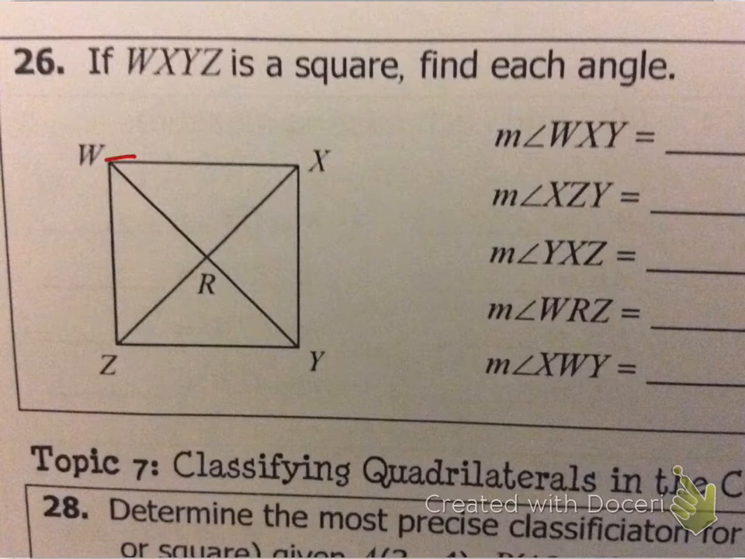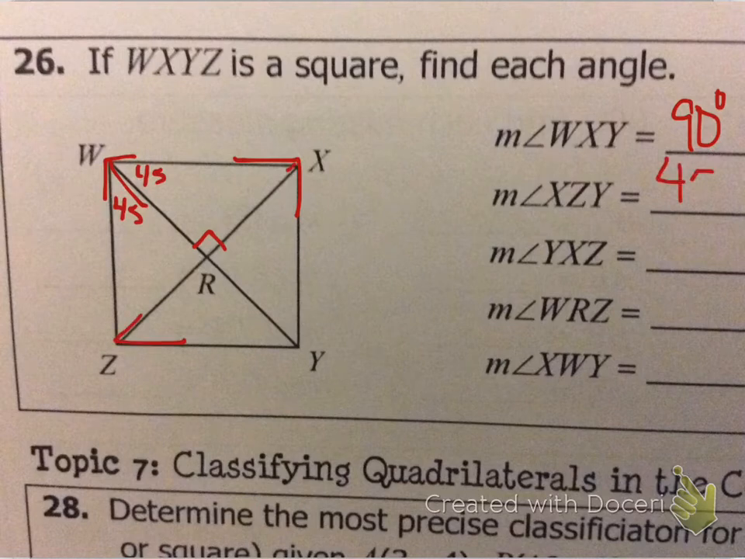This is a square, so remember, all corners are 90 degrees. These are cut equally, so that means each of these are also 45, 45. And don't forget the inside angles are also 90. Okay, so WXY. WXY is a corner. 90 degrees. Okay, let's see here. XZY. XZY is this right here. That's 45. On a square, all of these are going to be 45, 45, 45, 45, and 90s in the middle.